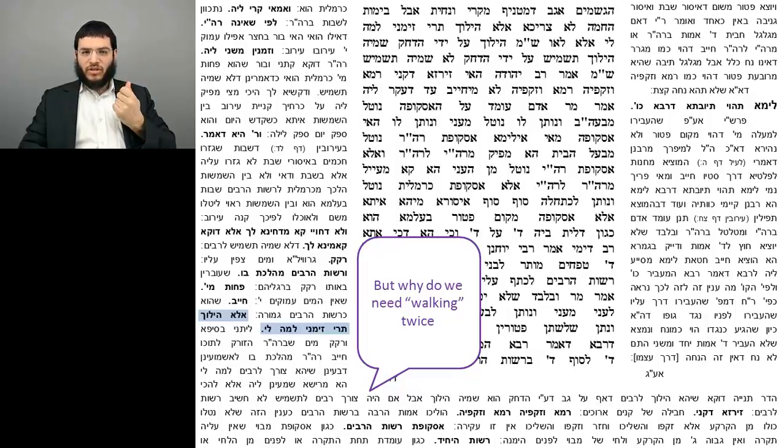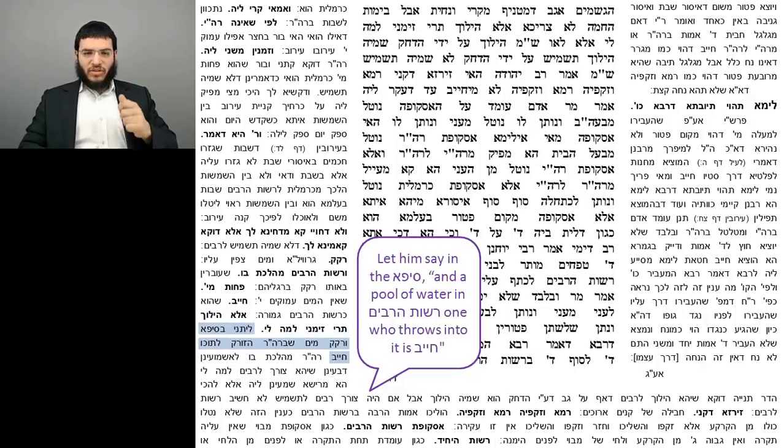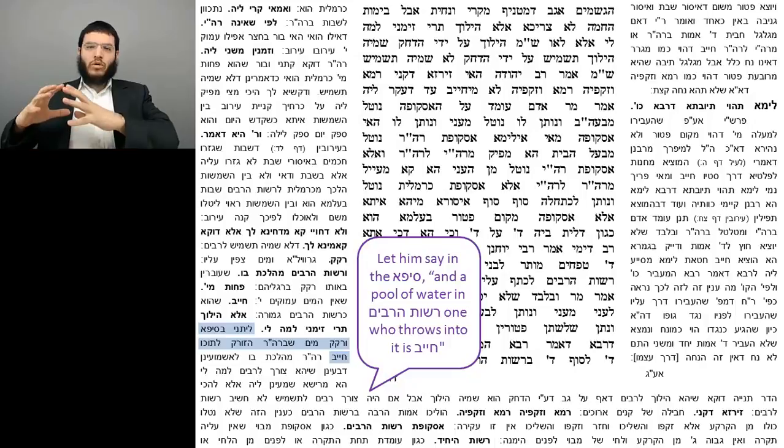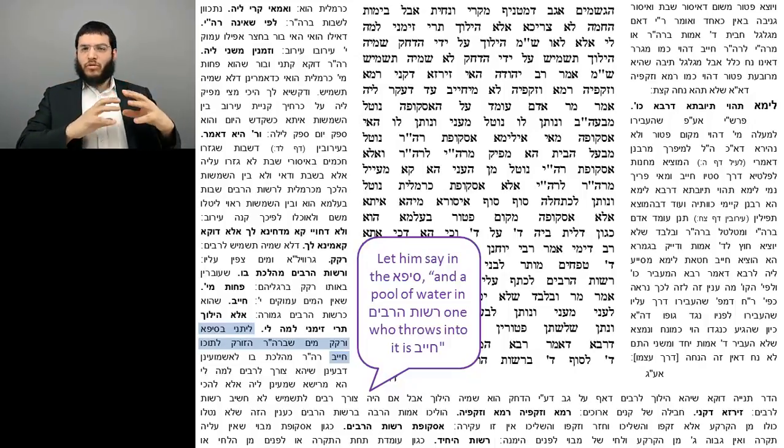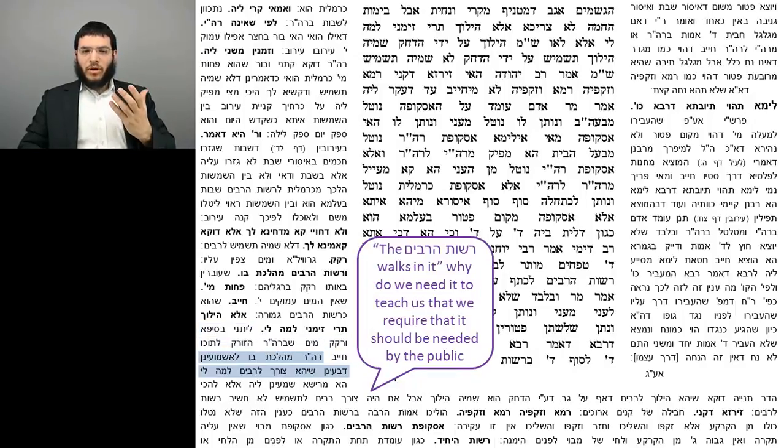Says Rashi, what should it have said? Let it say in the Seifa, a pool of water that's in the Reshus HaRabim, one who throws into it is chayav. It could have said a pool of water in the Reshus HaRabim that the public walks through, one who throws in it is chayav. Why do I have to say twice that the public walked through? That they walk in it, lamah. Why do we need it?